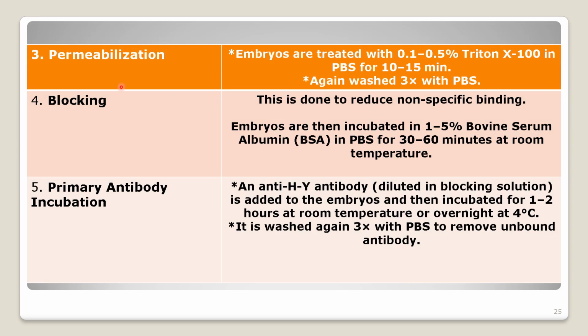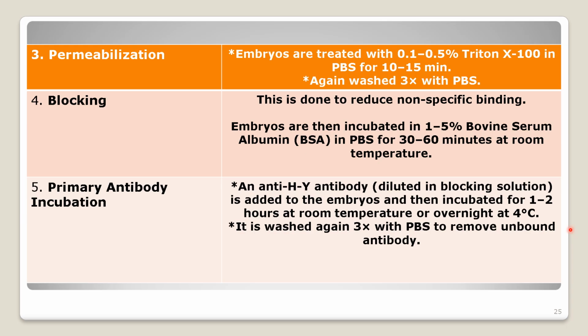Stage 3 is known as permeabilization, during which embryos are treated with 0.1 to 0.5% Triton X-100, again in PBS, for 10 to 15 minutes. Again, wash 3 times. Then comes blocking. This is done to reduce non-specific binding, and during this process, embryos are incubated in 1 to 5% BSA, or bovine serum albumin, in PBS for up to 60 minutes at room temperature.